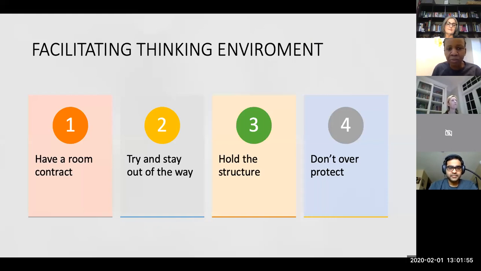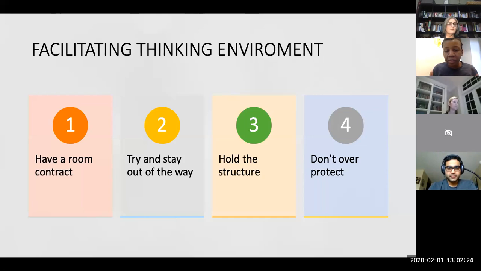So in order to facilitate a thinking environment, you need to have a room contract. Similarly to the retrospective which you do with your teams, what is it that we want to take away from here? How are we going to be interacting? How are we communicating? That helps a lot. So everyone knows what's happening because you would have explained to them what's going to happen.